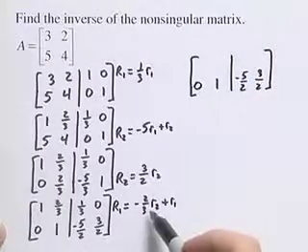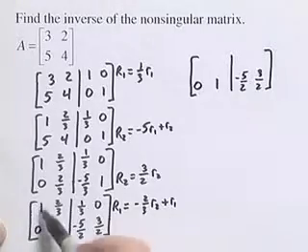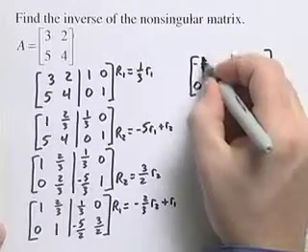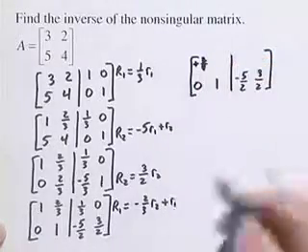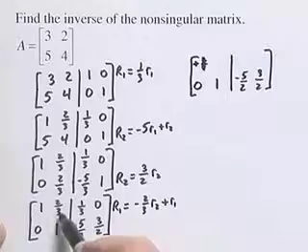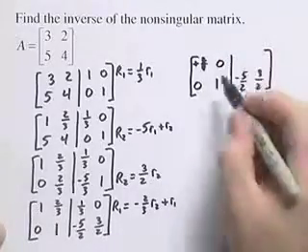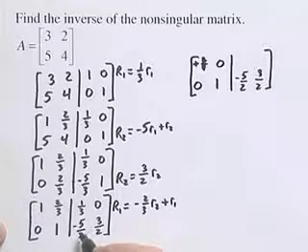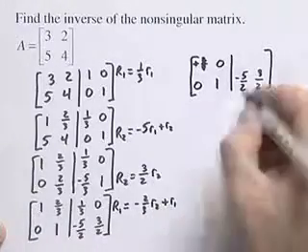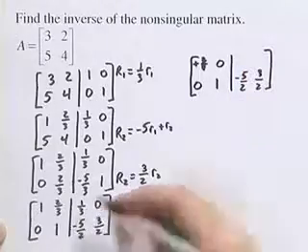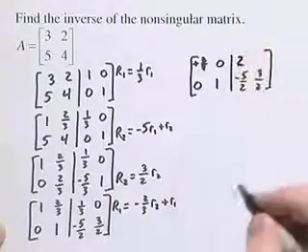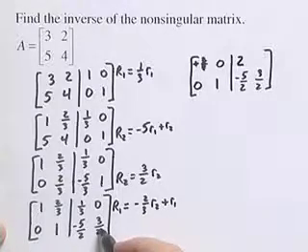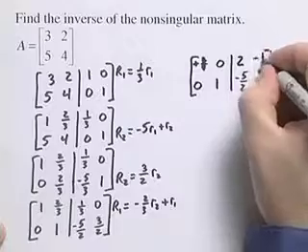Now we need to perform this operation. -2/3 times 0 plus 1 is still 1. -2/3 times 1 plus 2/3 is 0. So now we have our identity matrix. -2/3 times -5/2, two negatives make a positive. We'll end up with 5/3 plus 1/3 is 6/3, which is 2. -2/3 times 3/2, that's -1, plus 0 is -1.